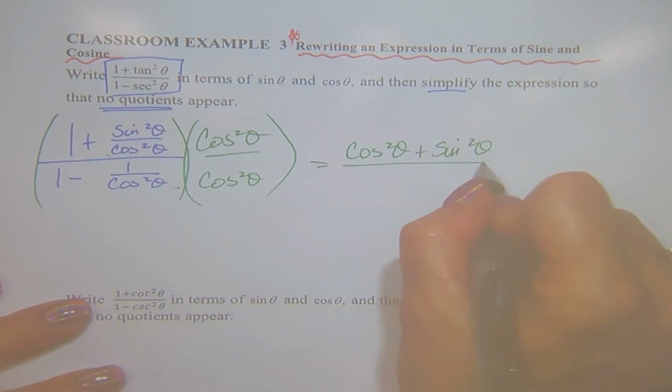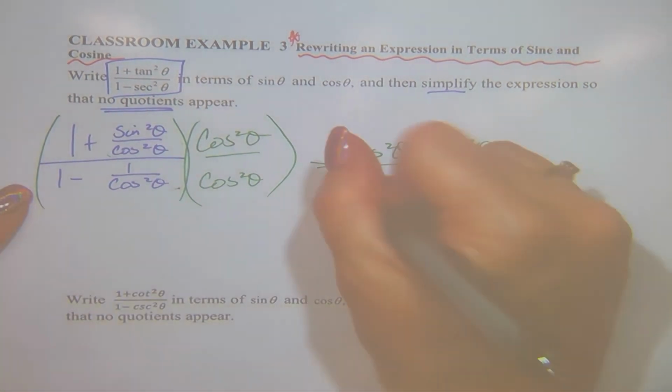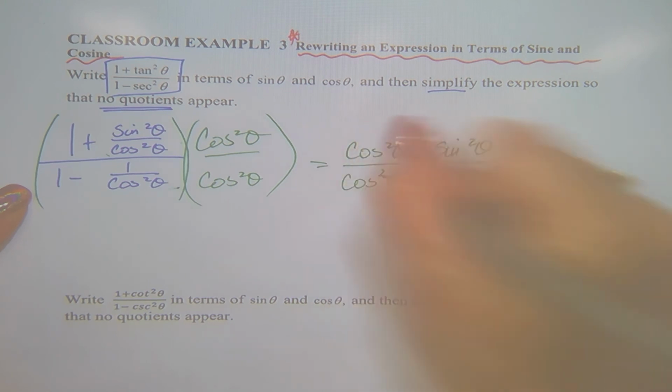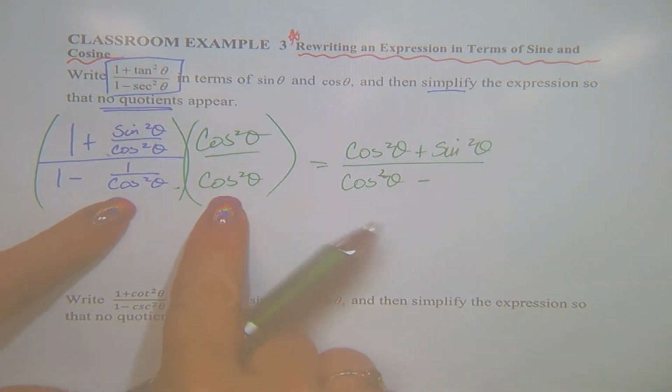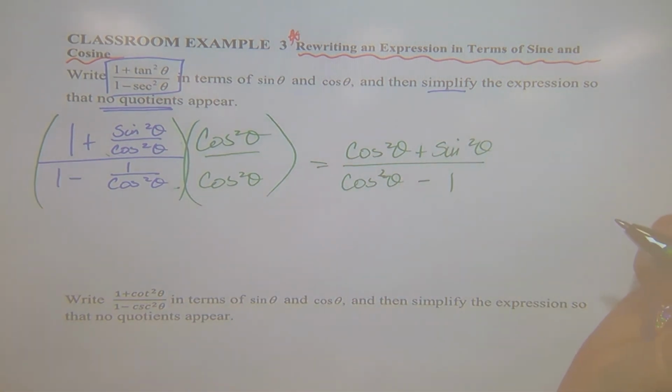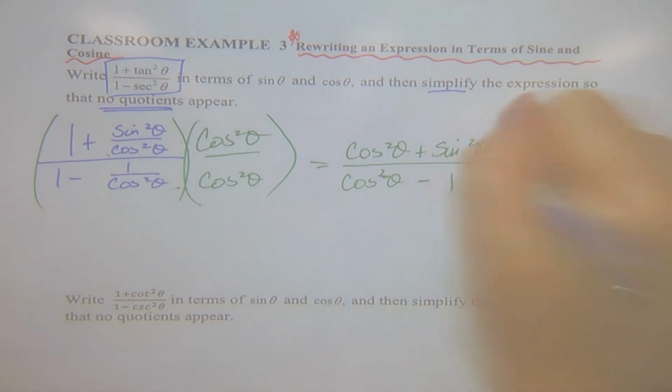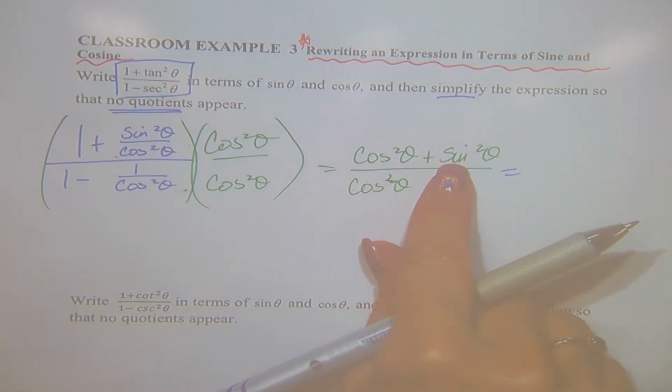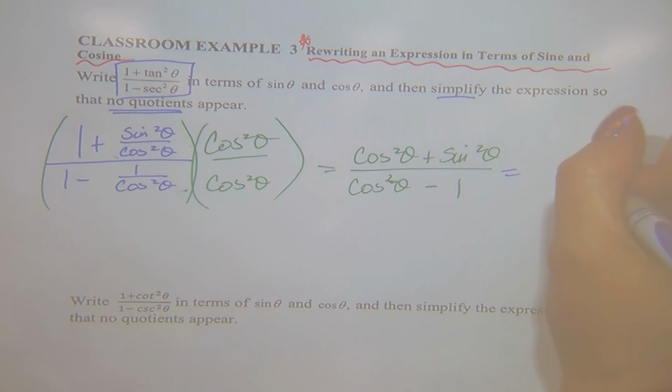In my denominator, cosine square theta times 1 is cosine square theta minus, and when I multiply right here, I get cosine square theta over itself, so that's minus 1. All right, what do I know that can help me keep simplifying this? I'm trying to get rid of this fraction bar, this quotient. Well, this is my Pythagorean identity. Cosine square theta plus sine square theta, that is 1.